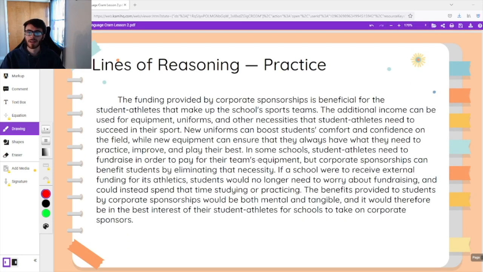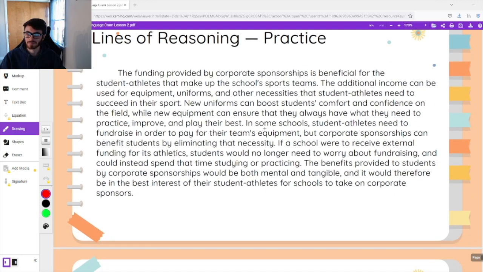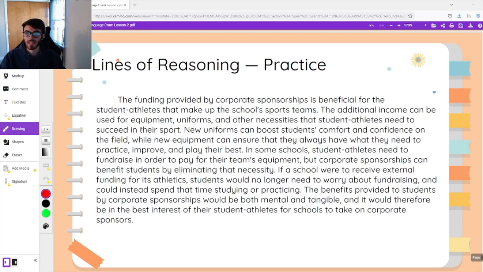Here's what I wrote. The funding provided by corporate sponsorships is beneficial for the student athletes that make up the school's sports teams. So that's the claim right there. We're starting off with our claim. The additional income can be used for equipment, uniforms, and other necessities that student athletes need to succeed in their sport. That's evidence. That is evidence supporting this idea that the funding is beneficial for the student athletes.